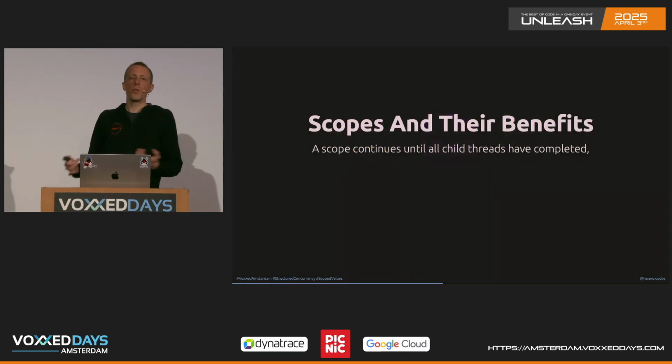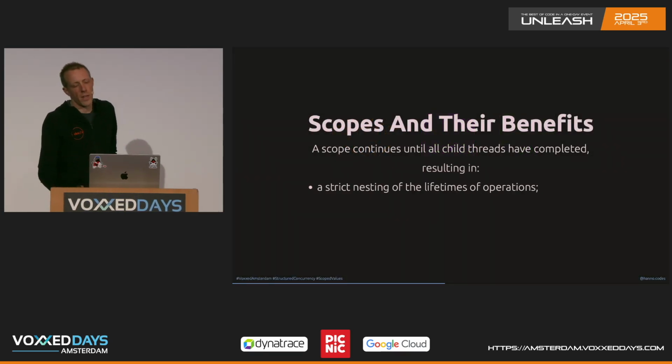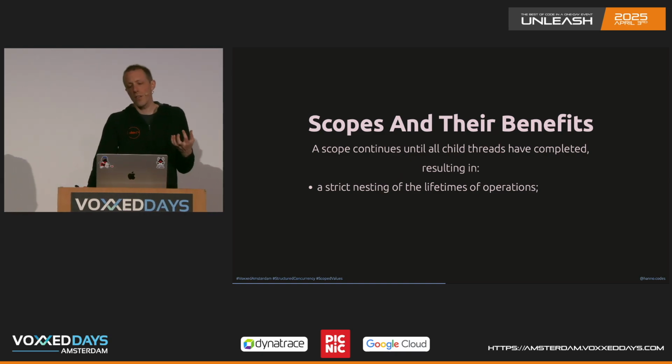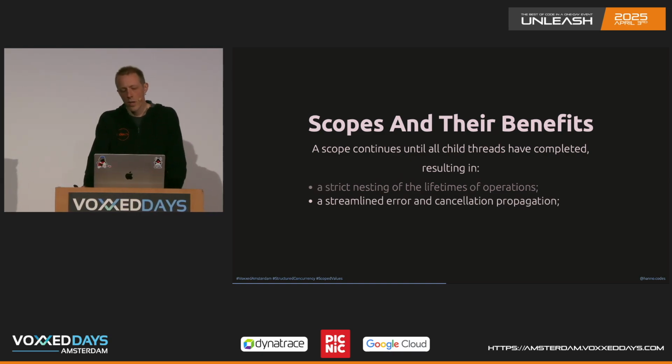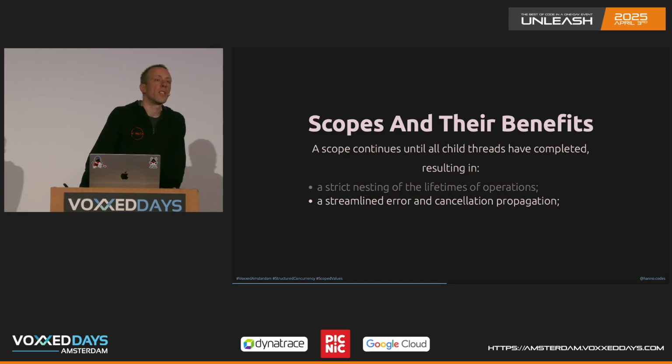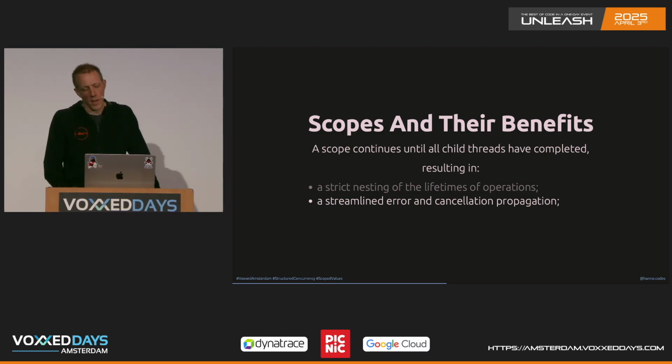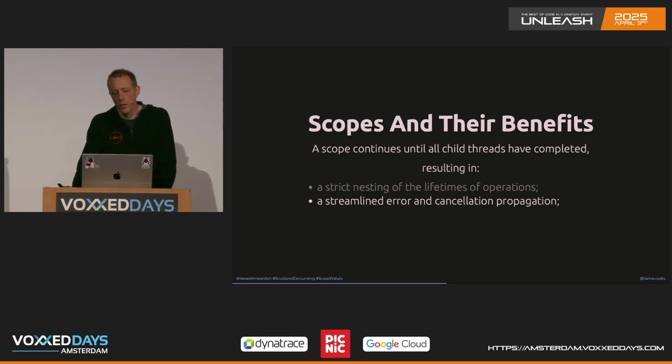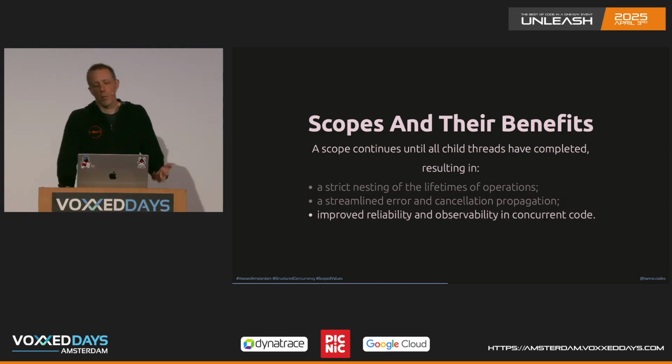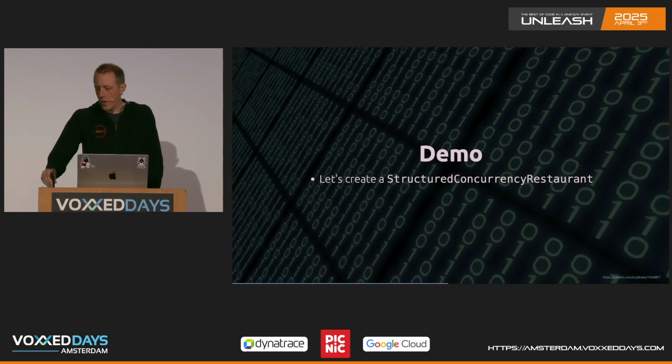So the scope continues until all child threads have completed, and this results in a strict nesting of the lifetime of operations that also mirrors their syntactic nesting in the code, by the way, and a streamlined error and cancellation propagation. So this will improve reliability and observability in concurrent code. I think it is time to see that in action.